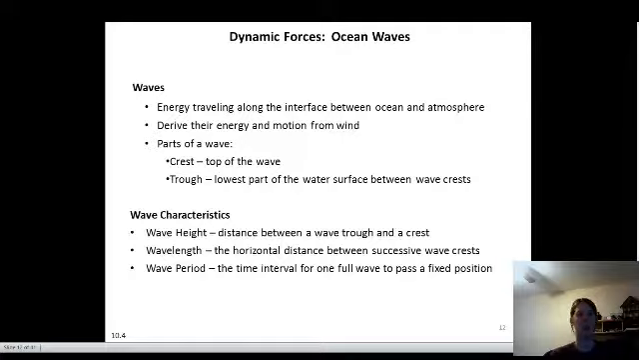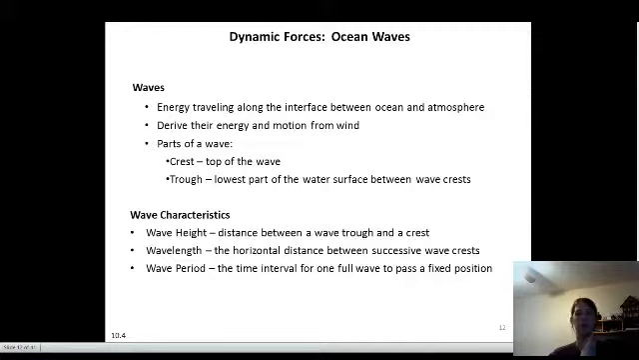There are two parts to the wave, the crest, which is the top of the wave, and the trough, which is the lowest part of the wave surface between crests. And we will examine those in a little more depth soon. Then some wave characteristics we'll talk about are the wave height, which is the distance between a wave trough and a crest, and the wave length, which is the horizontal distance between two successive wave crests. So we'll have a crest, then a trough, and then another crest, and this is your wavelength.